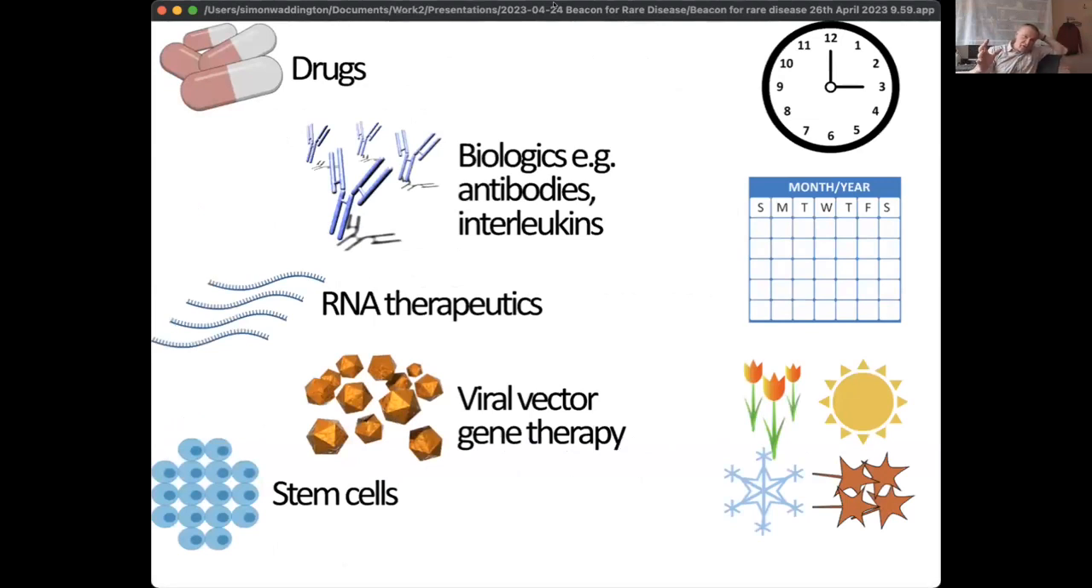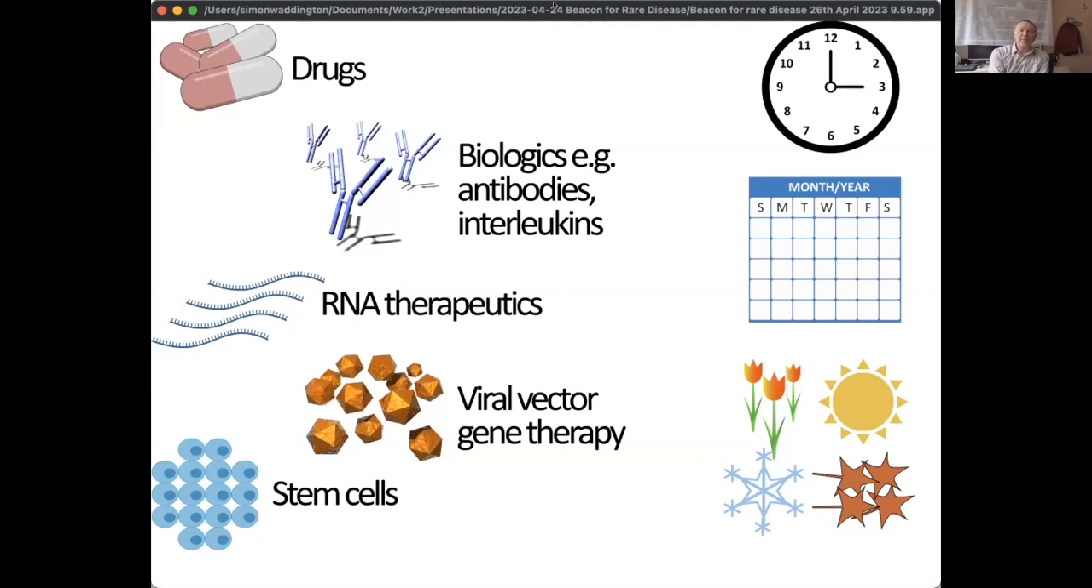So here I just want to make a brief comparison between the different types of treatment for inherited genetic diseases. So you have drug treatments. For example, for alkaptonuria, you might have nitisinone. And nitisinone has to be given very regularly, because drugs don't last very long. They might only last for a few hours or a few days. Then you have things called biologics, and these are biologically produced compounds such as antibodies or interleukins.